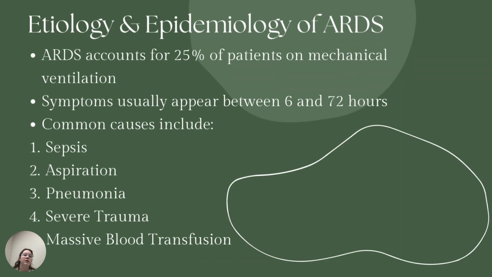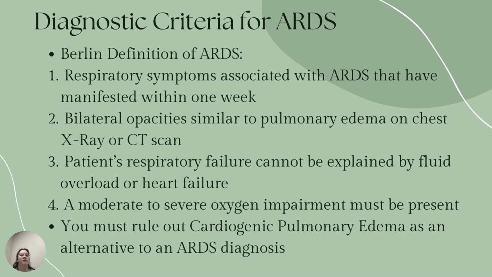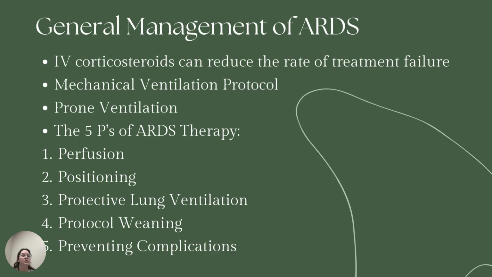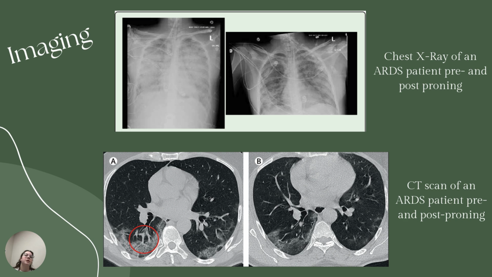And then we looked at what's going to happen to your lungs if you have ARDS, looked at some of the things that can cause ARDS, the way that they're going to diagnose ARDS. Remember the Berlin definition of ARDS, that mild, moderate, and severe. The clinical manifestations, so what the typical symptoms are, and the general ways that we are going to treat it. Remember the 5 Ps, that's a big one, and the ARDSnet protocol of mechanical ventilation. And we saw that the proning really does work based on the imaging.